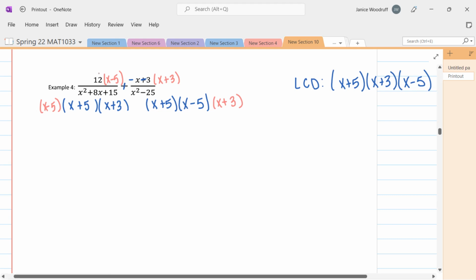So I'm going to distribute this 12. 12 times x is going to give me a 12x. 12 times negative 5, negative 60. Then this I've got to FOIL. Remember, this is negative x minus 3. Negative x times x will give me a negative x squared. Negative x times 3, negative 3x. Negative 3 times x, negative 3x. And then negative 3 times positive 3, negative 9.